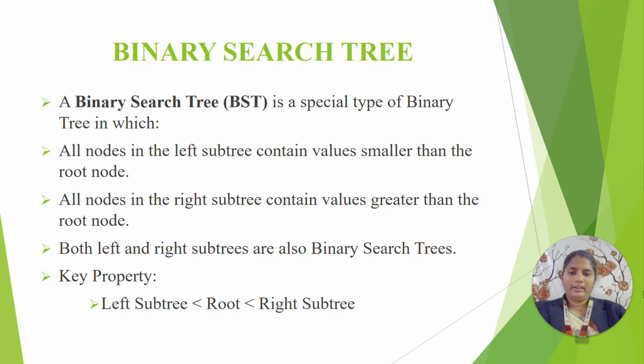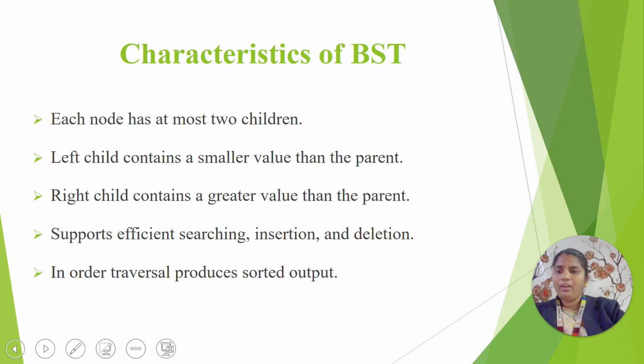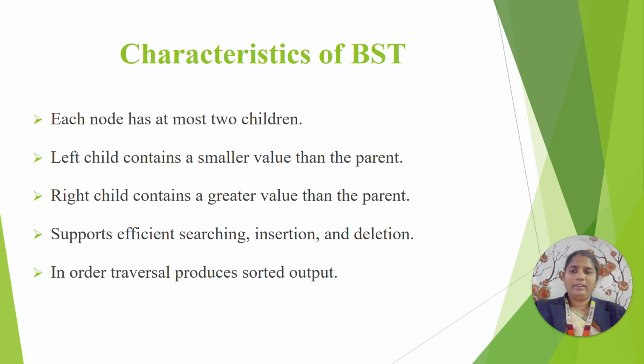We have already seen about this in a previous video. The characteristics are that each node should have at most 2 children. The left should have a smaller value than the parent and the right should have a value greater than the parent. The important point to note here is that it follows in-order traversal. In-order traversal is left child, root and right child. So this is the in-order traversal for the binary search tree.